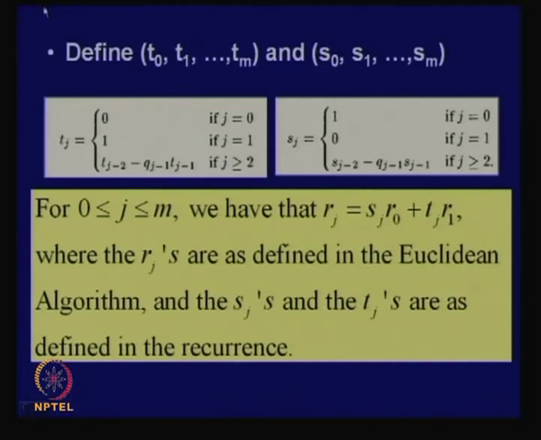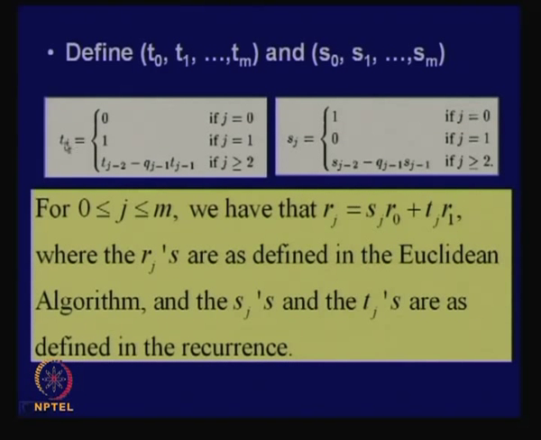So, this is how it is done. You define a series of t terms, say t0 to tm, and similarly s0 to sm. And this is how you define Tj and you define Sj. So, basically you have a recursive construction. Okay. So, you see that if j equal to 0, Tj has been initialized to 0, and if j equal to 1, then Tj is equal to 1. What about Sj? Sj is just the other way around. If j equal to 0, then Sj is equal to 1, and if j equal to 1, then Sj equal to 0. So, this is just the opposite of this definition, 0, 1 and 1, 0.